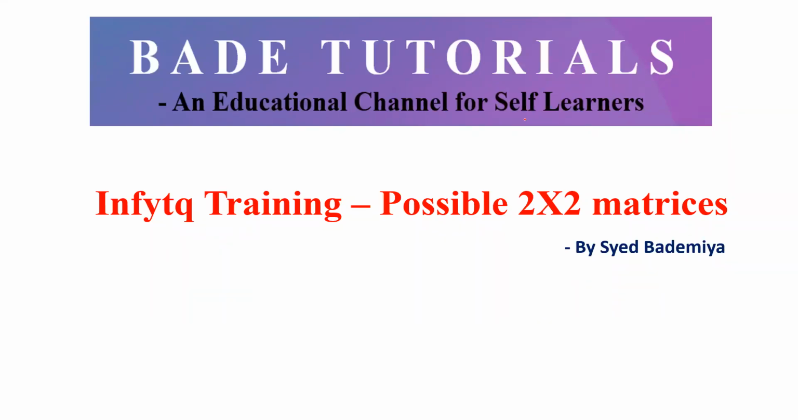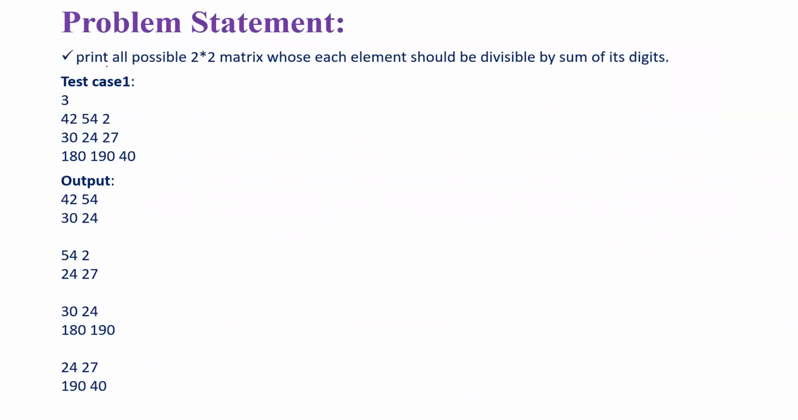Today we are going to see one of the Infytq coding problems, which is nothing but possible 2 by 2 matrices. Now observe the problem statement. You will be given a matrix, the matrix order and the matrix elements, and you need to generate all possible 2 by 2 matrices such that all the elements in that 2 by 2 matrix should be divisible by the sum of its digits. You can see here this is a 2 by 2 matrix, and this can be a 2 by 2 matrix, and this can be a 2 by 2 matrix. Like that, you need to collect all 2 by 2 matrices.